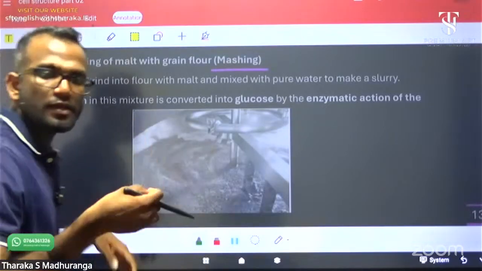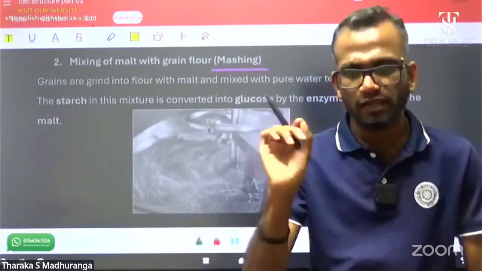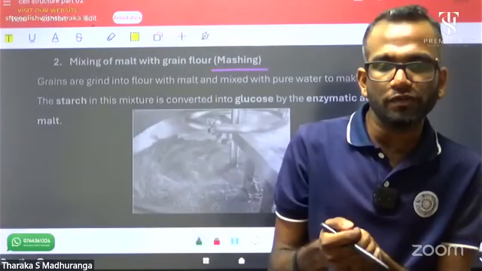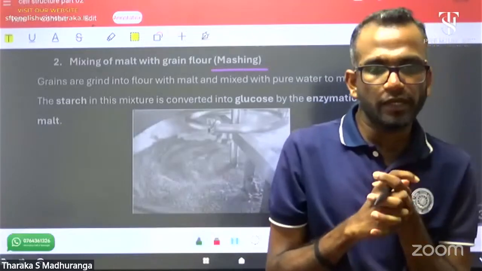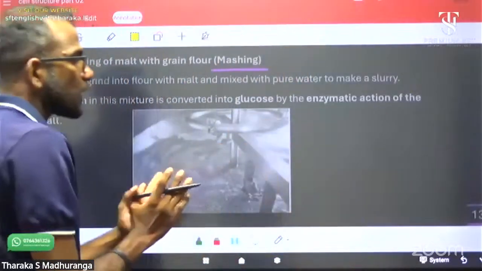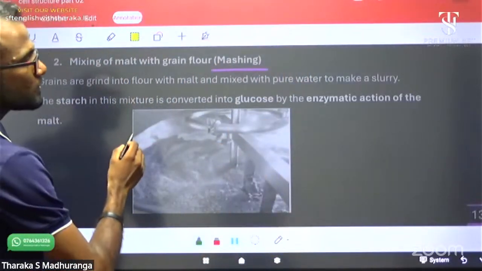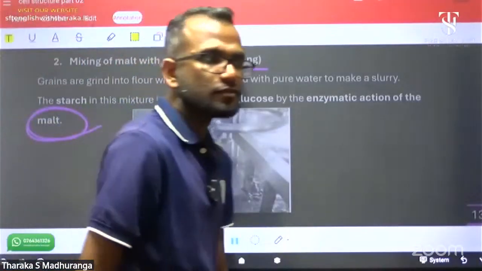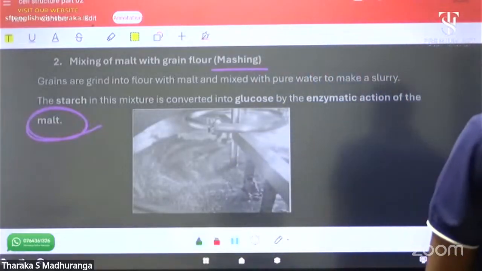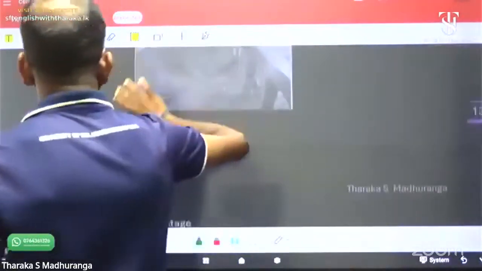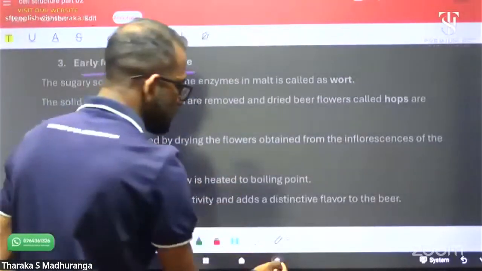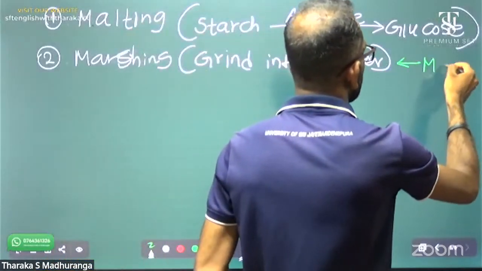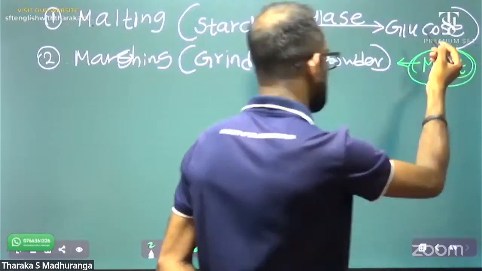Then in the mashing process, the grinding process, if there is any unreacted starch or maltose complex, it also breaks down into glucose. The final product, this final powder mixture, we call malt. Malt is the name.